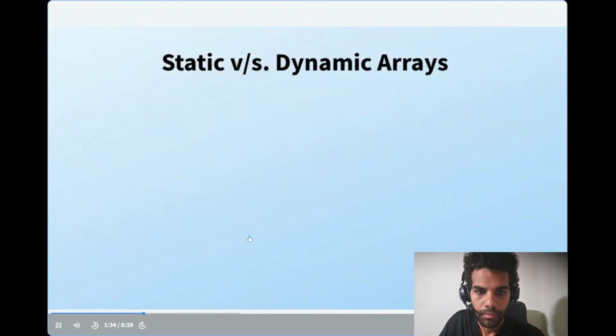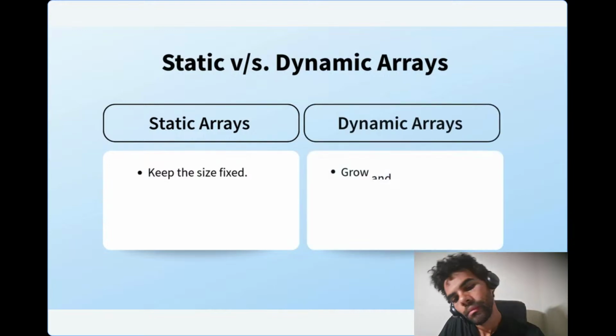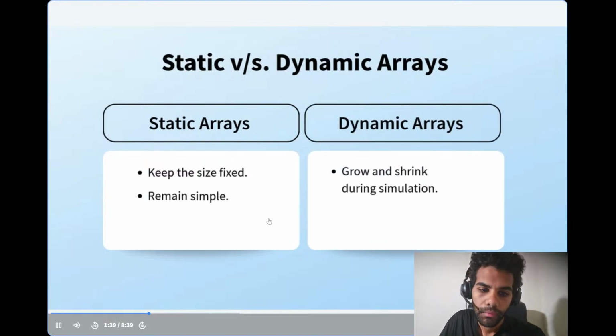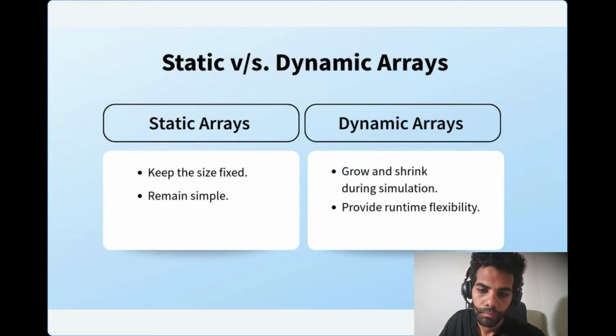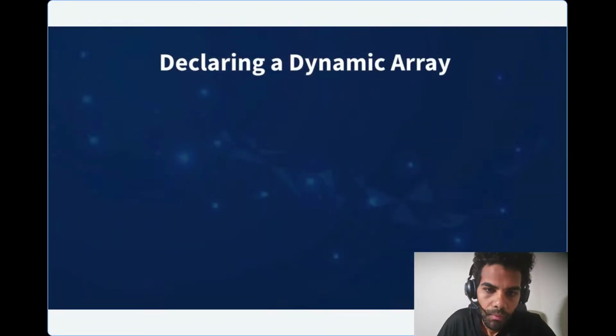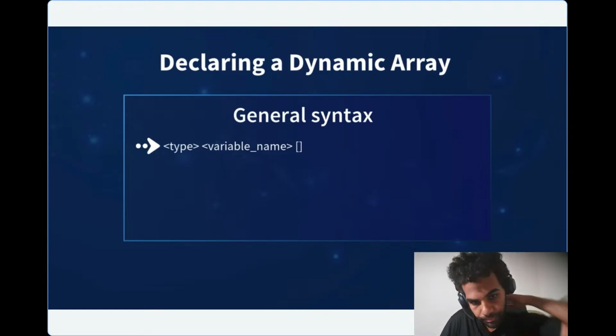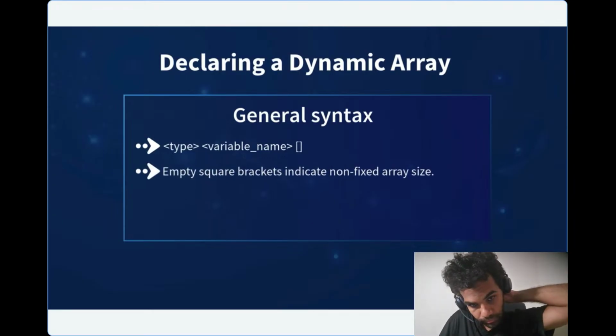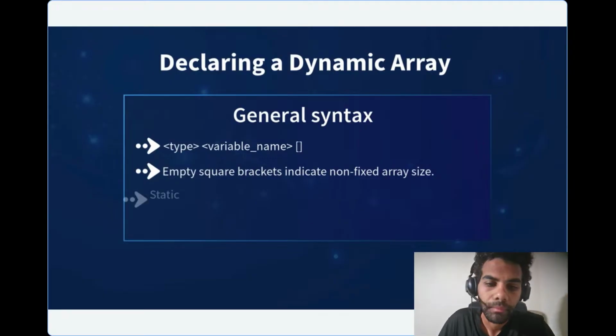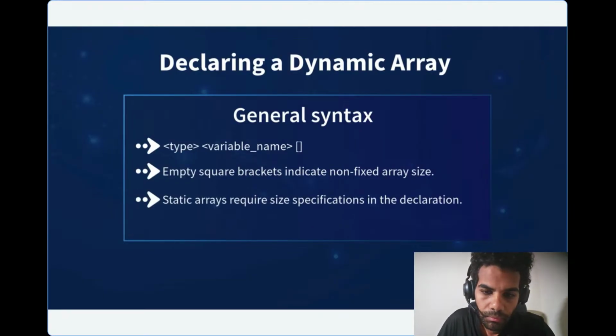So SystemVerilog supports static arrays and dynamic arrays. The static arrays are simple, but dynamic arrays provide runtime flexibility. Let us start by looking at how to declare a dynamic array. Here is the general syntax. You have type, variable name, and square brackets. Notice the empty square brackets. This tells SystemVerilog that the array size is not fixed, unlike static arrays where you specify the size in the declaration. So dynamic arrays start with no allocated memory.